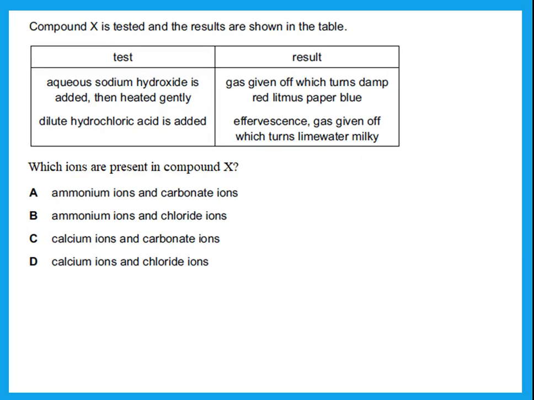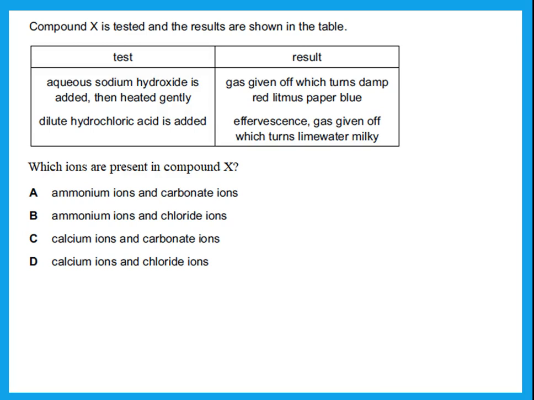Okay, compound X is tested and the results are shown. Add aqueous sodium hydroxide and then heat gently. The gas given off turns damp red litmus paper to blue. This is a test for what? That's the first thing you ask yourself. Sodium hydroxide warm gently and it gives off a gas that turns damp red litmus paper to blue. You should remember that this is the test for ammonium ions.